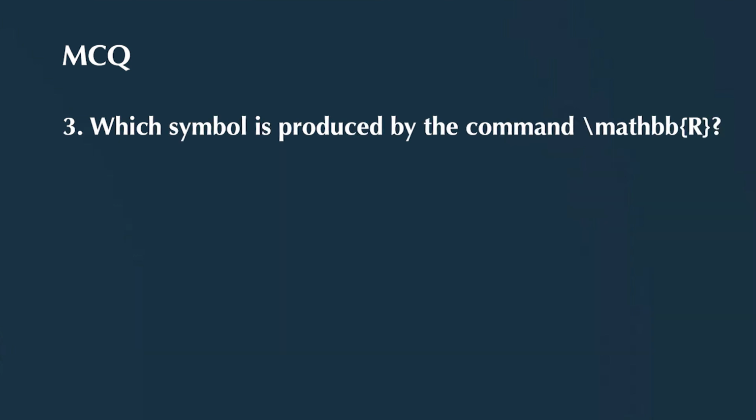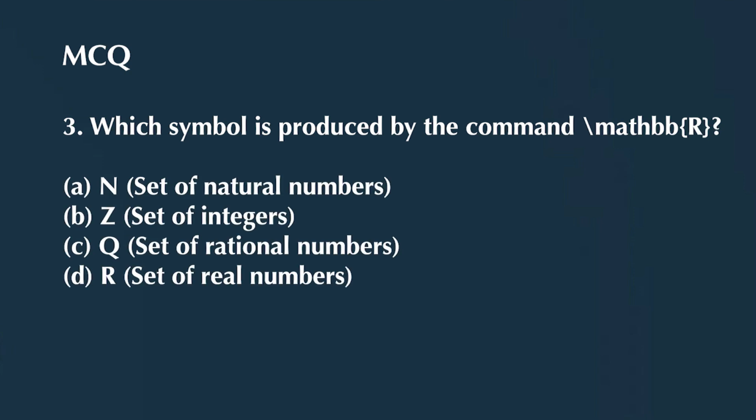Then question 3, which symbol is produced by the command \mathbb and then within curly brackets capital R? Options are set of natural numbers, set of integers, set of rational numbers, and set of real numbers symbol. So the correct answer is the symbol for the set of real numbers, that is blackboard style capital R.